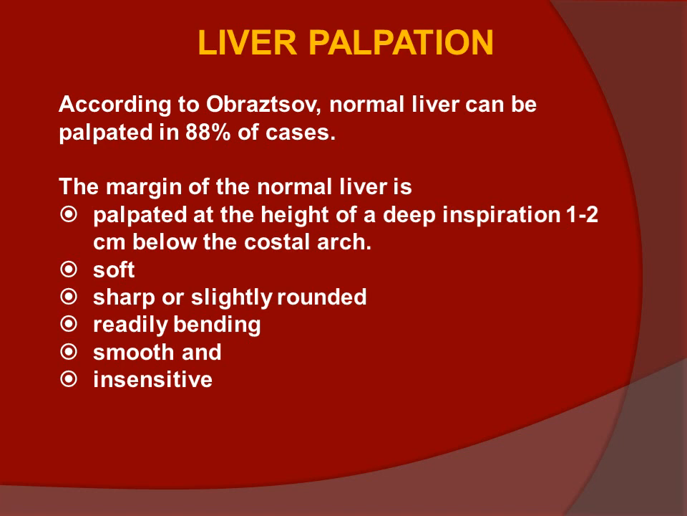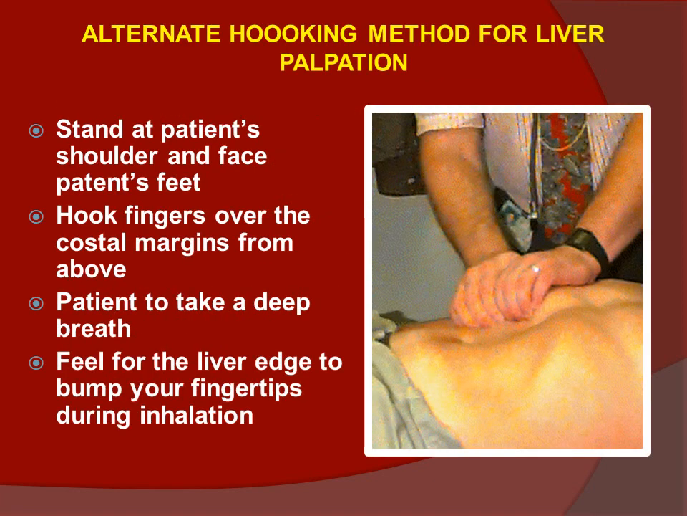A palpable liver is not necessarily enlarged or diseased, but increases the likelihood of hepatomegaly. The vertical liver span and overall clinical context must also be considered. A non-palpable liver edge does not rule out hepatomegaly, but does reduce it. An alternative method for palpating the liver is the hooking method, when hands are hooked around the costal margin from above.